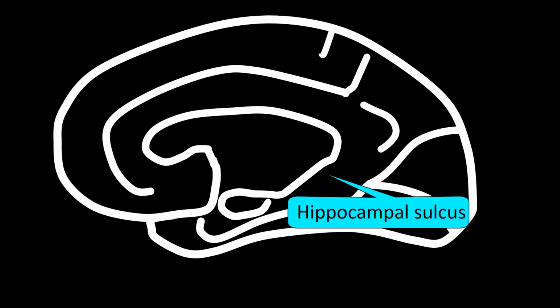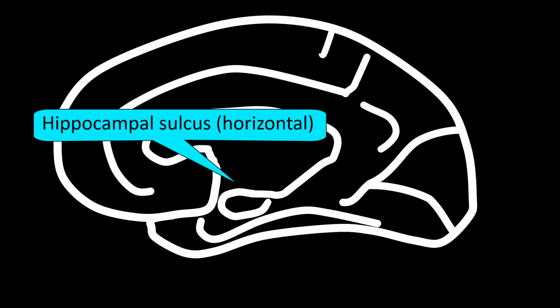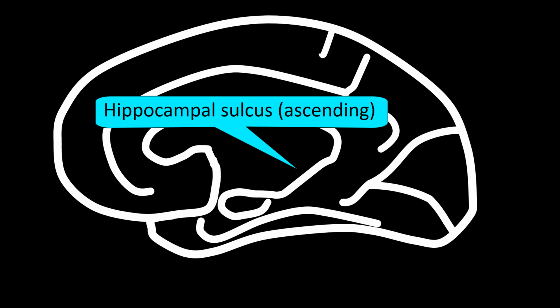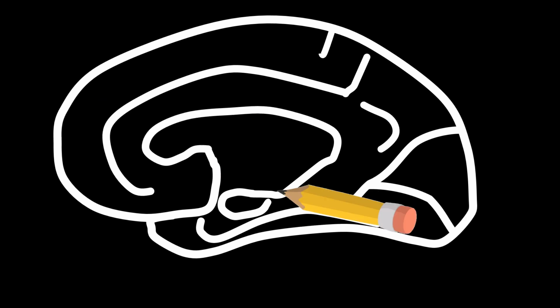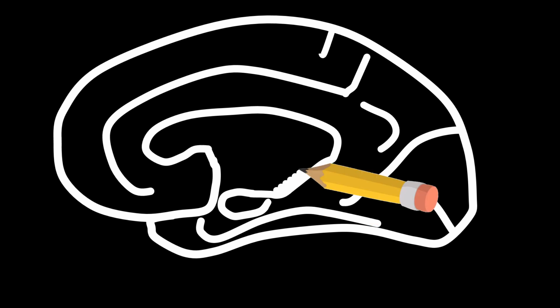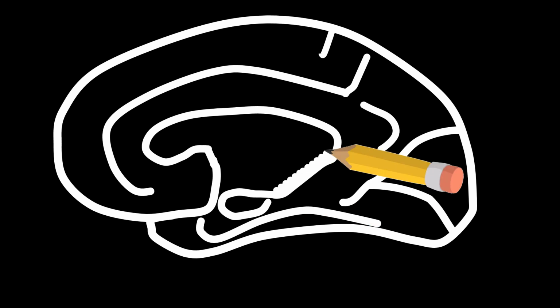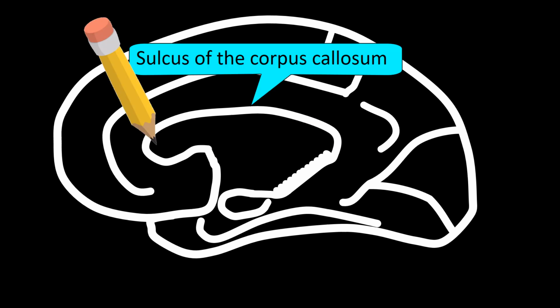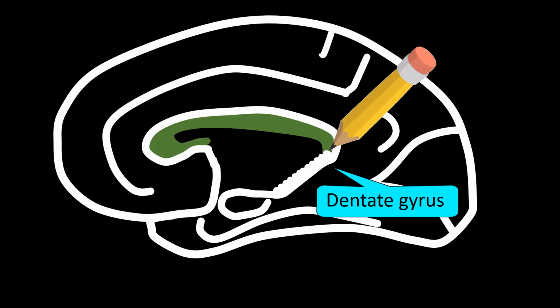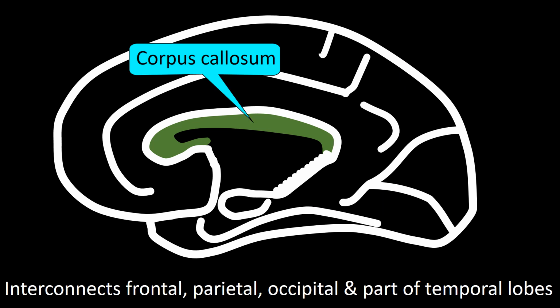Then go to the ascending portion of the hippocampal sulcus, specifically where the horizontal and the ascending portion meet, and starting there, right on the ascending portion, draw a succession of little bumps till you reach the end of the slanting up line. This is the dentate gyrus. Then go below the anterior region of the sulcus of the corpus callosum and draw a band going backwards till reaching the top of the dentate gyrus. This is the corpus callosum, which interconnects the frontal lobe, parietal lobe, occipital lobe, and part of the temporal lobe.